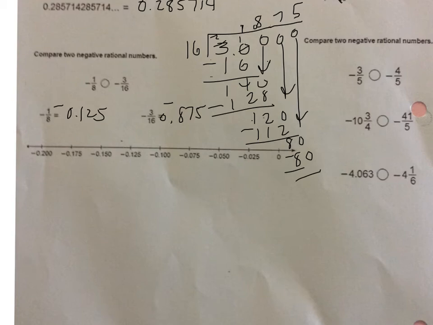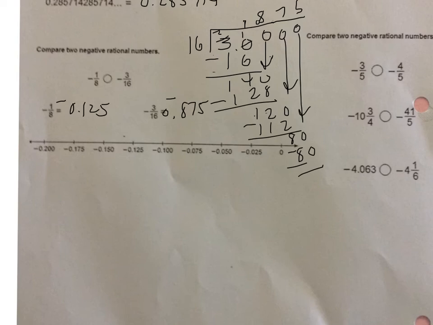Okay, so I'm going to erase this work now. It won't let me erase. Okay, so we'll just leave it. So -1/8 is -0.125. So if I write that on my number line, that is going to be right here. And -3/16 is -0.875.